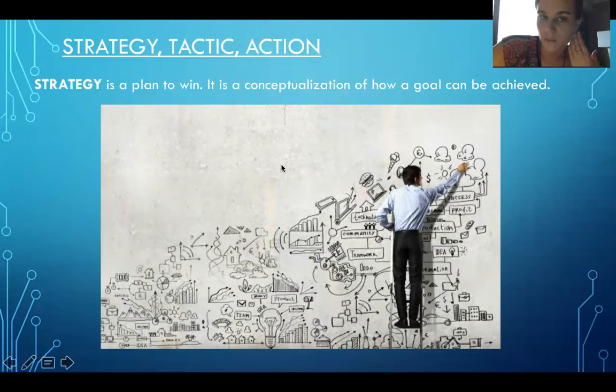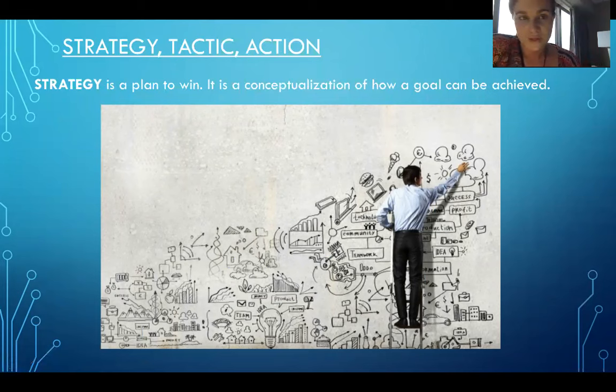Strategy, it's a plan to win. It's a conceptualization of how a goal can be achieved. So remember the example with the bike. Trying different strategies. Can we try by advocating for ourselves? Can we lobby power holders? Can we negotiate? What is the strategy going to be overall?